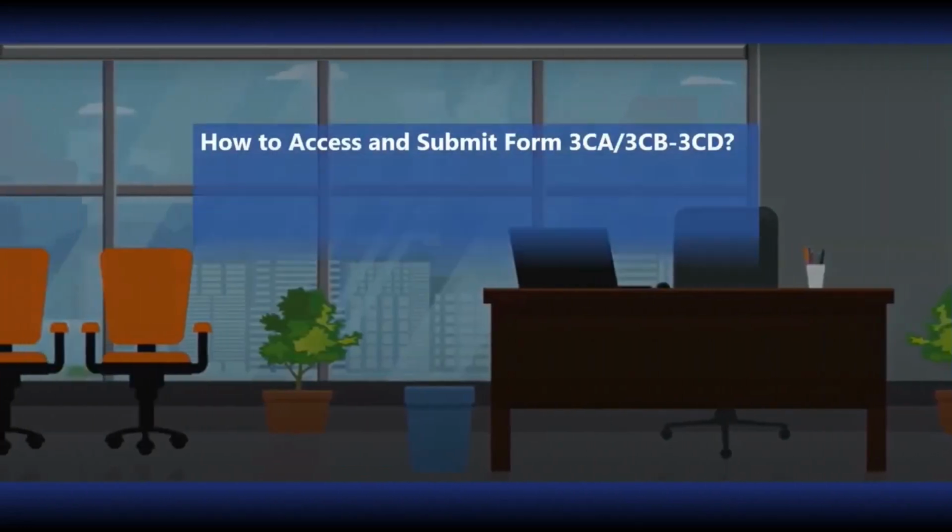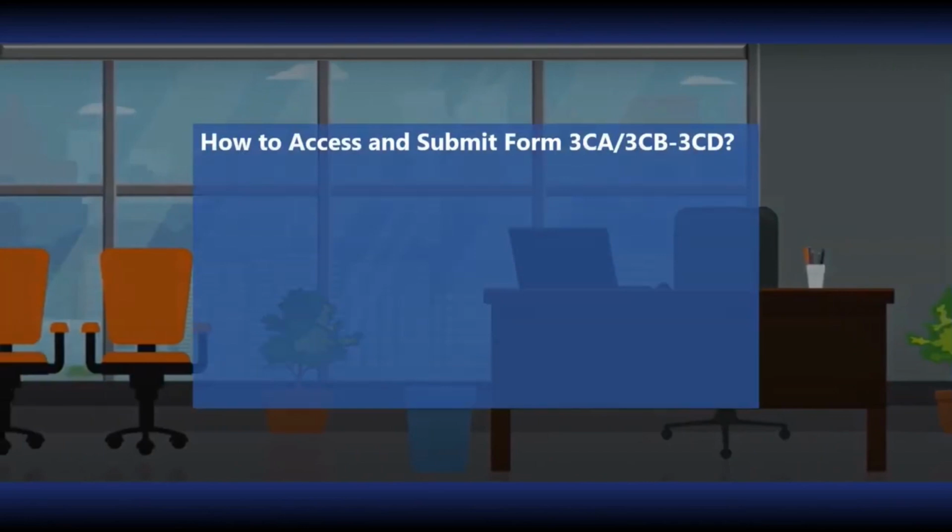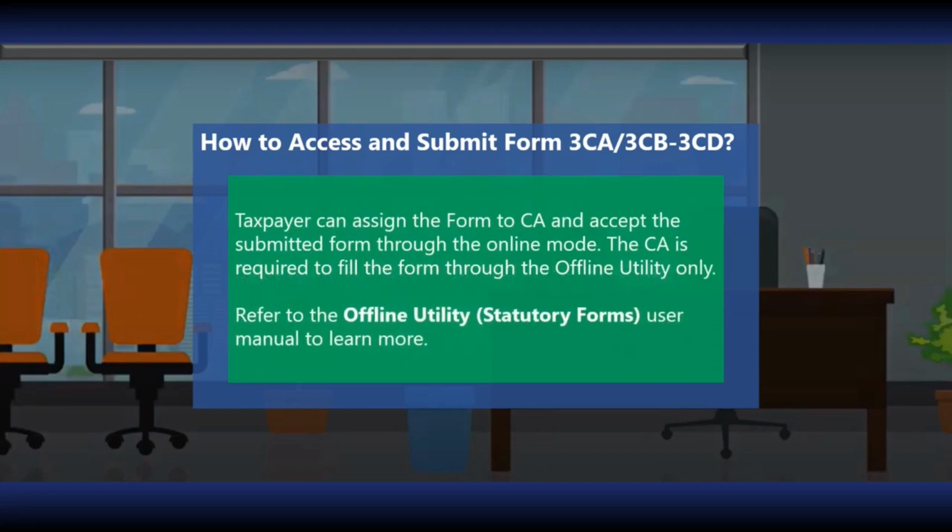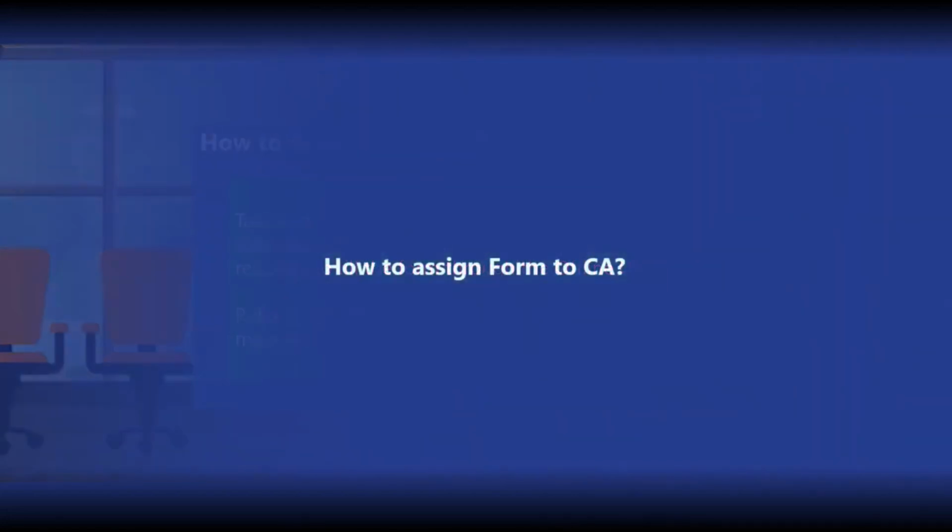Now let us see how do we access and submit the Form 3CA or 3CB 3CD. The taxpayer has to assign the form to the chartered accountant, and then the taxpayer has to accept the submitted form through the online mode. The chartered accountant, however, is required to fill the form through offline utility only. Now first, let us look at step 1, how the taxpayer will assign the form to a chartered accountant.